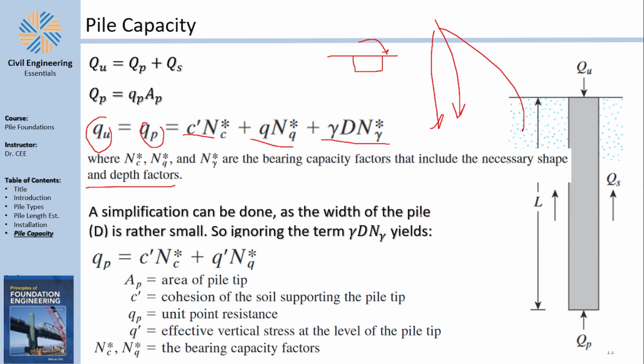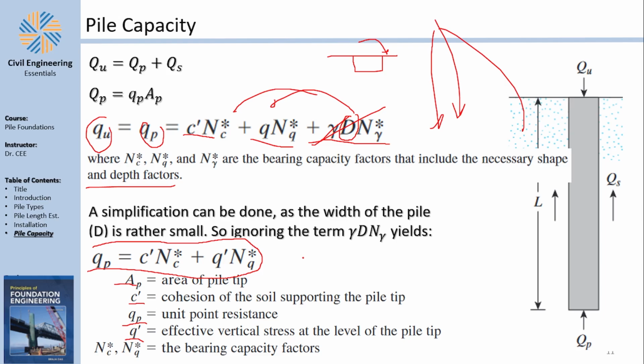And a simplification can be done because the diameter of the pile is usually small in comparison to the other things, so you can flat out ignore it. And if you flat out ignore it, you have the Q of the pile equals A_P times c N_c plus q' N_q, where A_P is, of course, the area with the plug, c is the cohesion, q_P is unit point resistance, q' is effective vertical stress, and N_c and N_q are the factors.